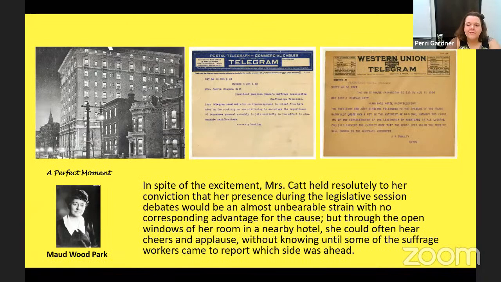In spite of the excitement, Mrs. Catt held resolutely to her conviction that her presence during the legislative session debates would be an almost unbearable strain with no corresponding advantage for the cause. But through the open windows of her room in a nearby hotel, she could often hear cheers and applause without knowing until some of the suffrage workers came to report which side was ahead.